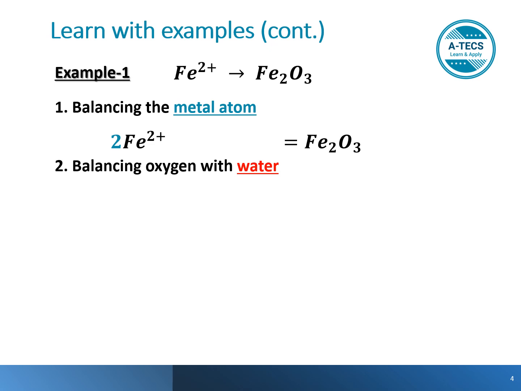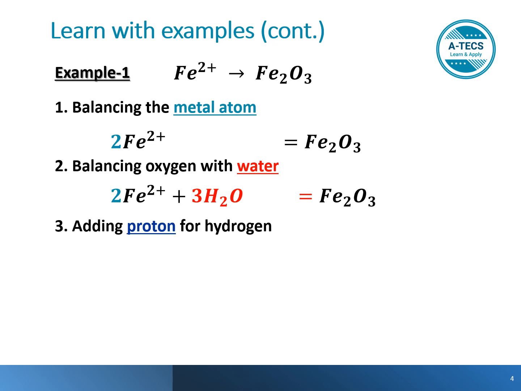The second step is balancing oxygen with water. As you can see in the above reaction, we have 3 oxygen atoms on the right side of the equation. It means we have to add 3 water molecules to balance 3 oxygen atoms in the Fe2O3 species. So we added 3 water molecules on the left side. Due to the addition of water, we also added 6 hydrogen atoms in this reaction.